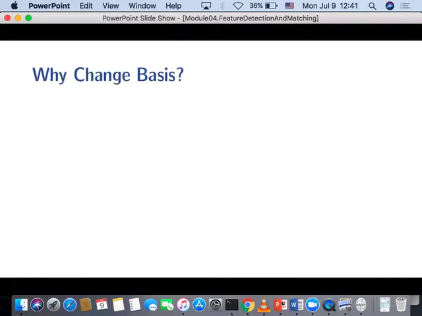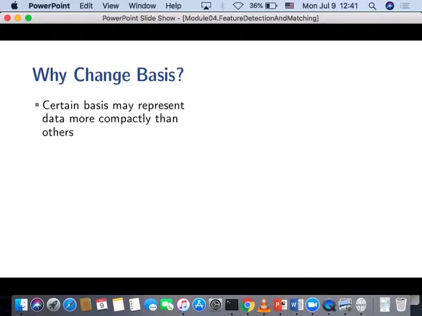Okay. All right. So here's the question: why should I change bases? I told you I can change bases if I want to. Okay. But why should I change bases? And I motivate that by the randomly changing vector that I showed you. It can turn out that certain bases may represent my data, my image, more compactly than certain other bases. Okay.